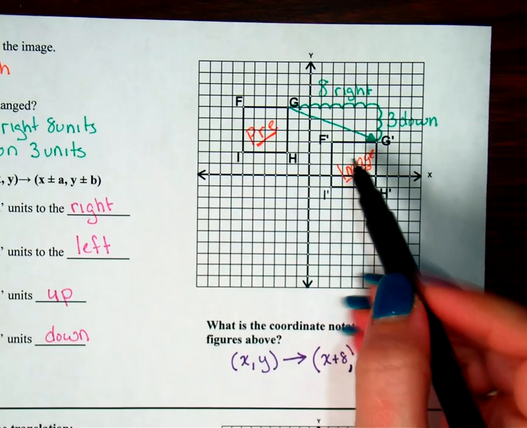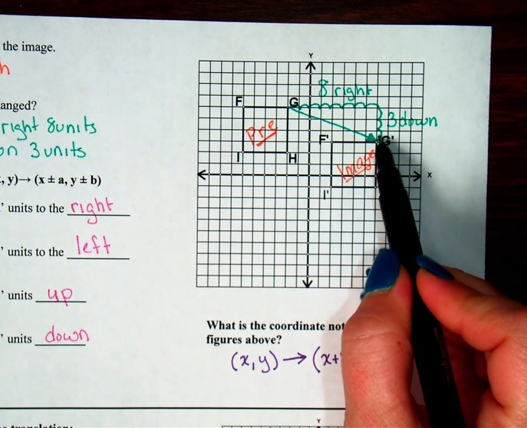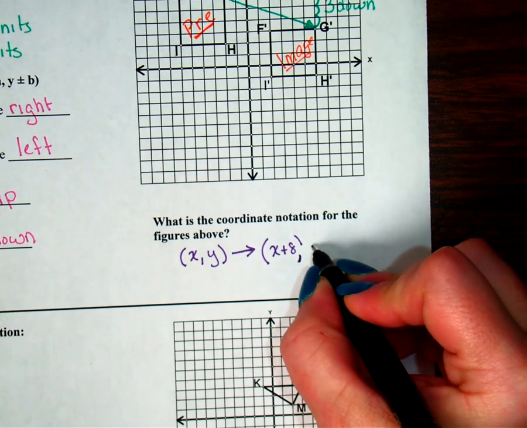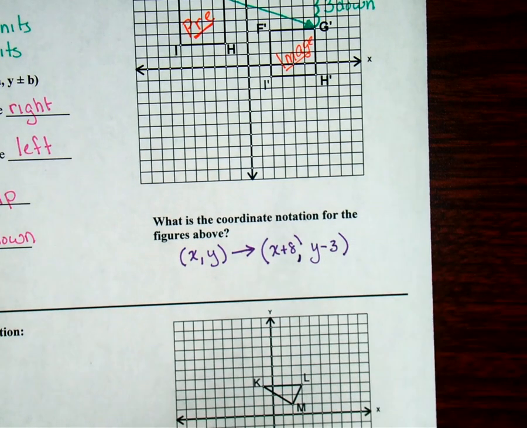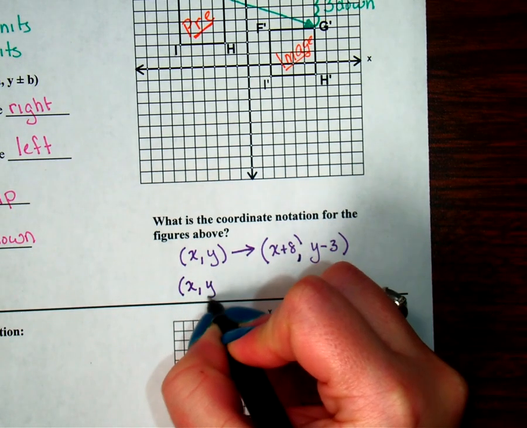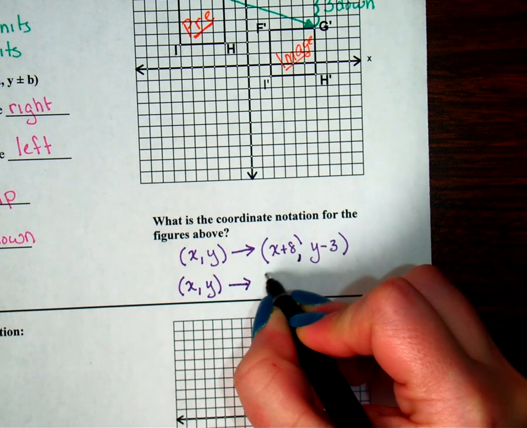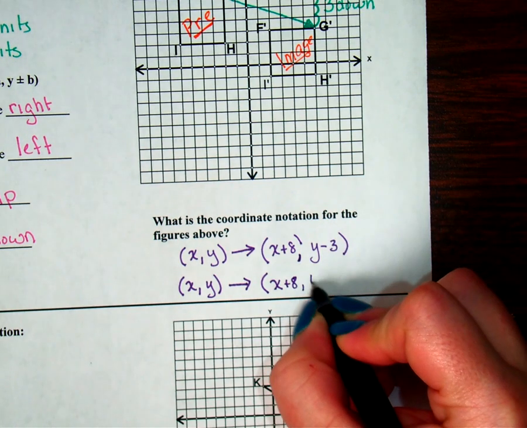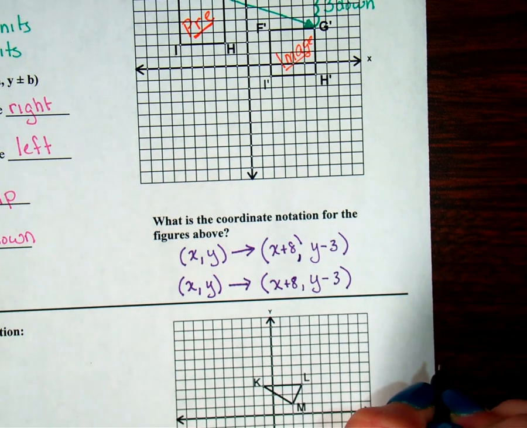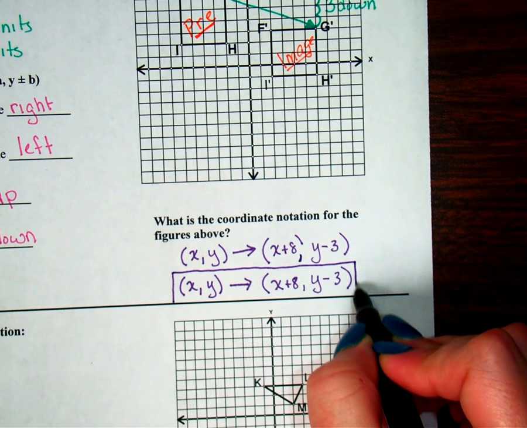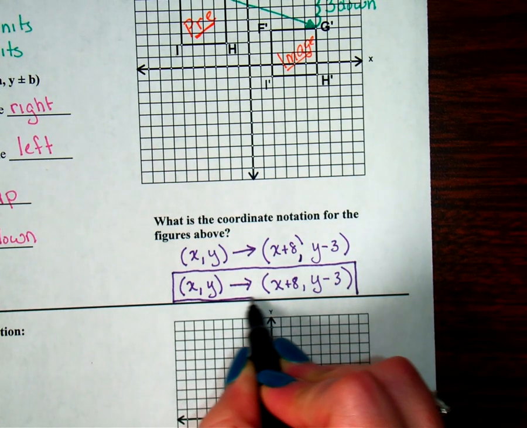x plus 8, and then I want to move 3 units down. So if I'm moving down, I'm going to do y minus 3. Okay, so I'm going to rewrite that because of my little mess up there. So x, y translates to x plus 8 to find my new x value, and then y minus 3 to find my new y value for my prime coordinates.